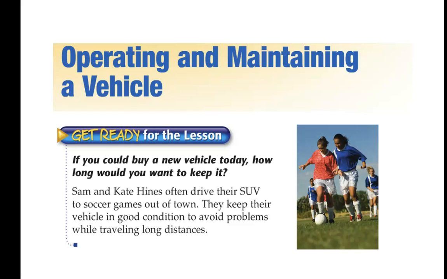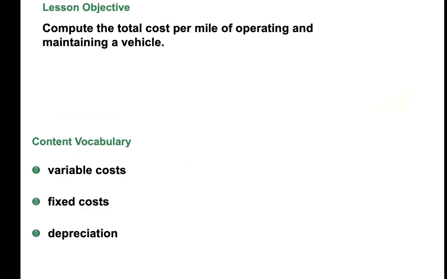9.5 is about operating and maintaining a vehicle. So the lesson objective is to compute the total cost per mile of operating and maintaining a vehicle. There are three different costs that we're going to calculate.